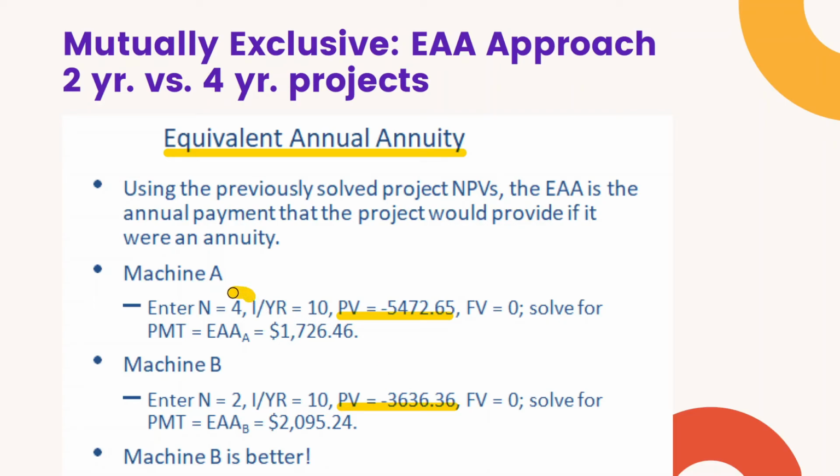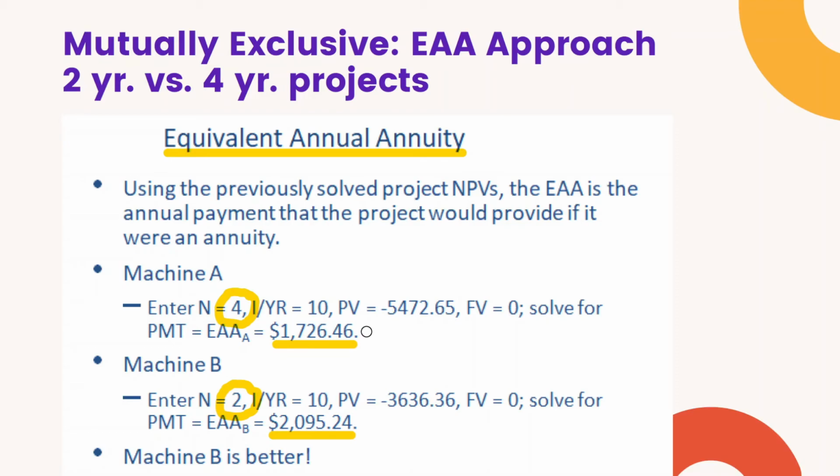However, we can use machine A for 4 years, but we can use machine B for only 2 years. Then we calculate EAA. EAA is pretty much the net present value per year. For 4 years of operating machine A, the net present value per year is $1.7 thousand. For machine B, the overall project net present value is $3.6 thousand, but we use machine B for only 2 years. So the net present value per year for machine B is $2,000.